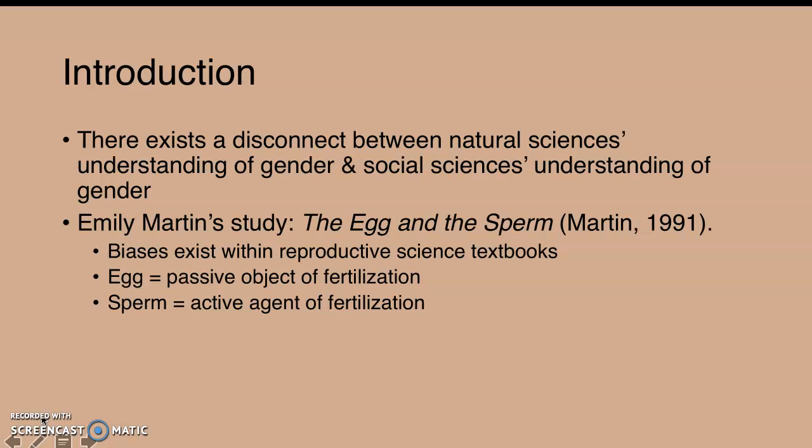In a class for my WGSS capstone, I read a study by Emily Martin called The Egg and the Sperm, which sparked my interest in studying gender representation in scientific textbooks. Emily Martin found that biases exist within reproductive science textbooks, and her landmark study identified that in these textbooks, the egg is typically determined to be a passive object of fertilization, whereas the sperm is an active agent of fertilization.